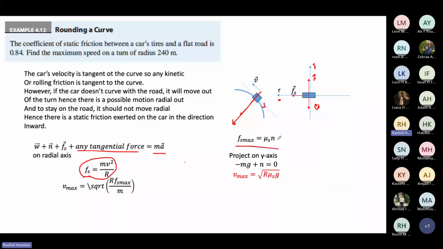So to find n, I project on the y-axis, the vertical axis. On the vertical axis, I could have no acceleration. I'm not going to fly off the road or go into the road. So mg is equal to n. So I can replace that back in this equation, and I can find that the maximum speed I could have is the square root of r mu s g. So it is proportional to the square root of r.